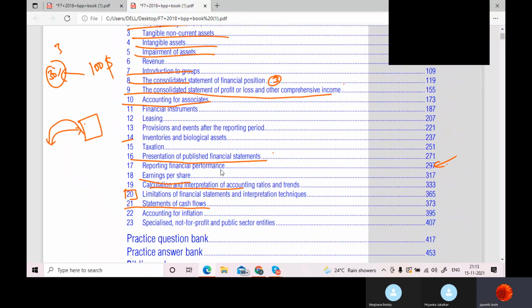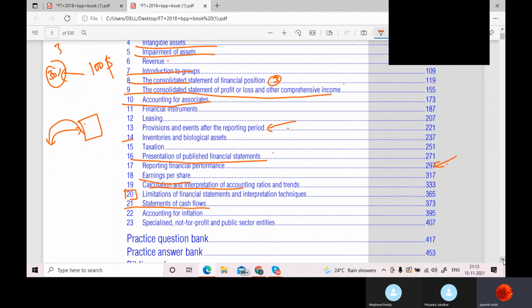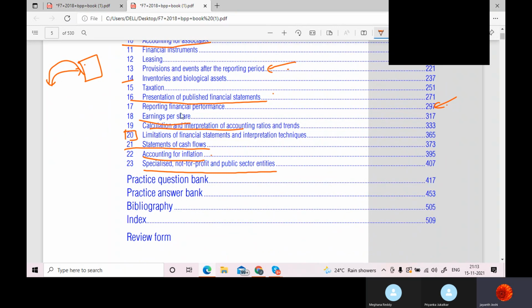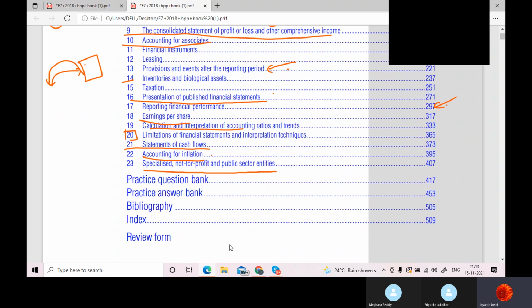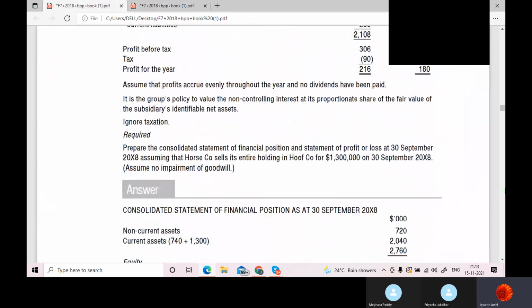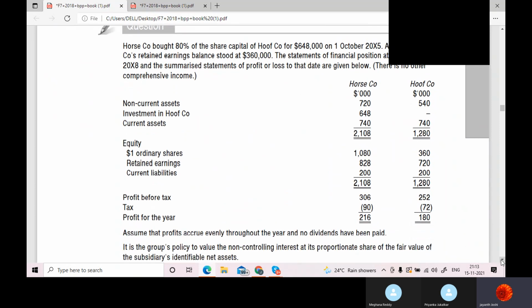I'm just seeing. Reporting financial performance is there. Provisions and contingencies, this madam will take. She already told me. Revenue is a big chapter. We have to take some time. What we can do is, we can take specialized non-for-profit and public sector entities or accounting for inflation. Anything we can take and finish, back to back. Okay, so you just have a look through. Even if you assure me, then only I'll go ahead, or else no. I will solve it right now. Just look at this. You'll do it, na? Now every day I'm going to take long extended sessions only. So be ready.